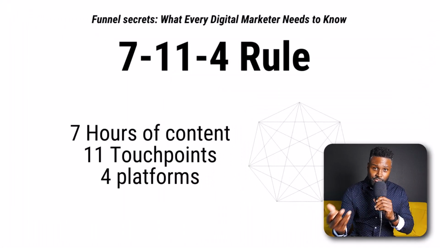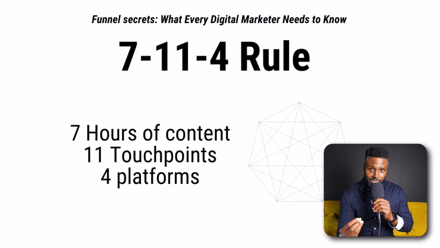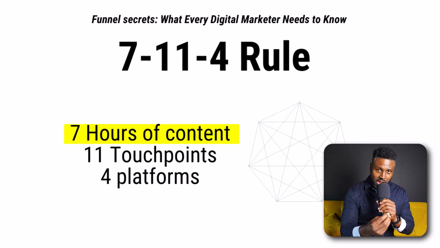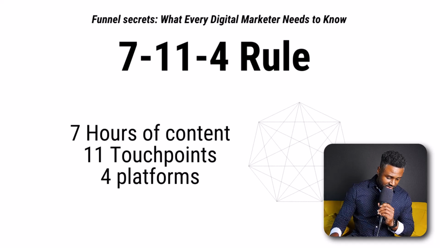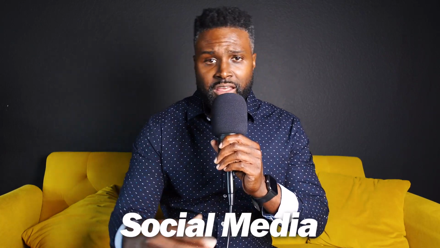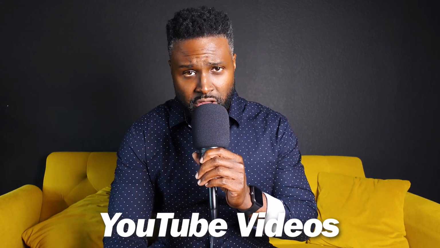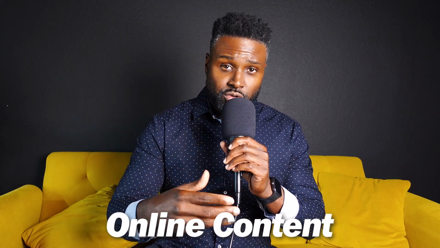Now, the 7-11-4 rule says that the average person who buys from you needs to consume 7 hours of your content with 11 touch points across 4 platforms. And these 11 touch points could be across email, it could be across social media, and maybe YouTube. It might be a blog or wherever you create content. People want to search you up and see if you are an authority on what you're trying to sell them. I do that when I buy. In this simple process, I'm going to use fashion as an example.